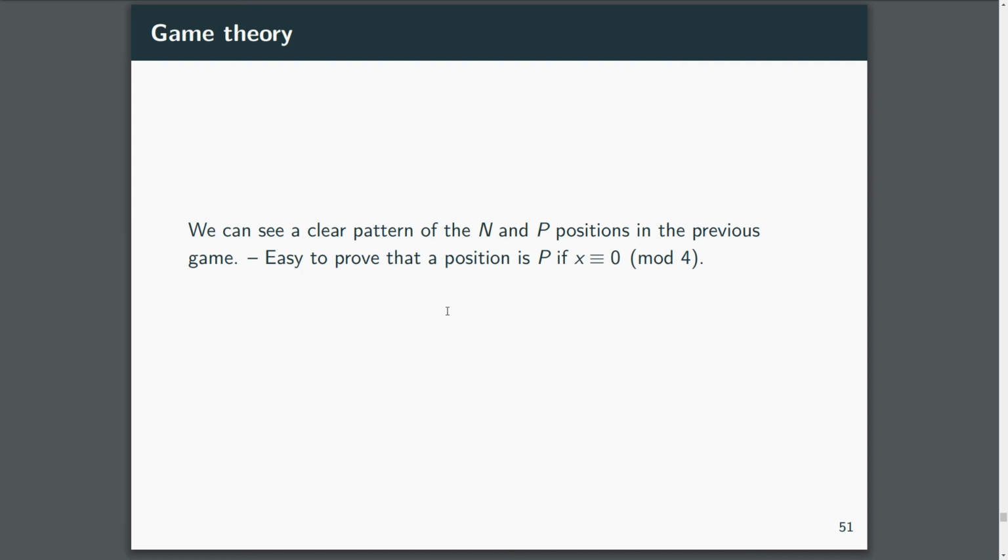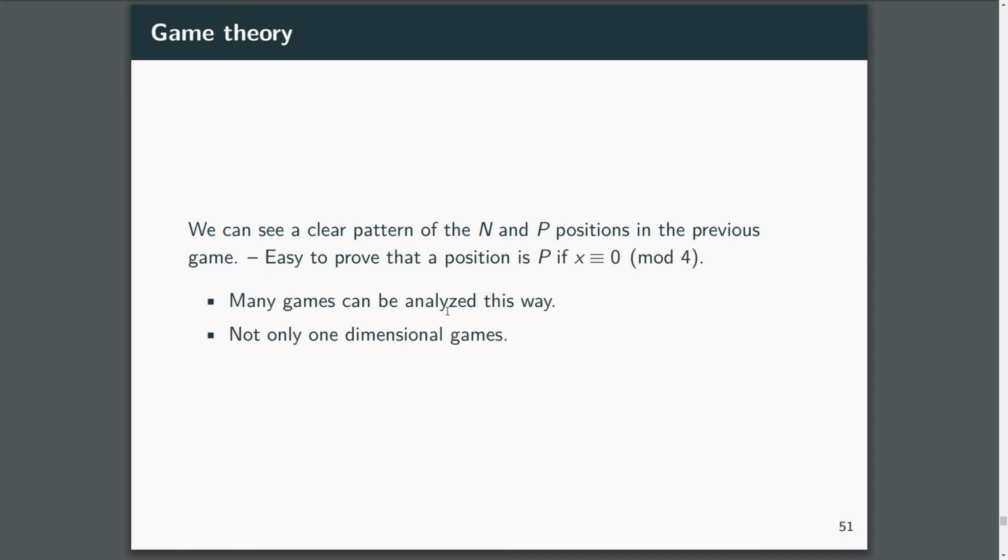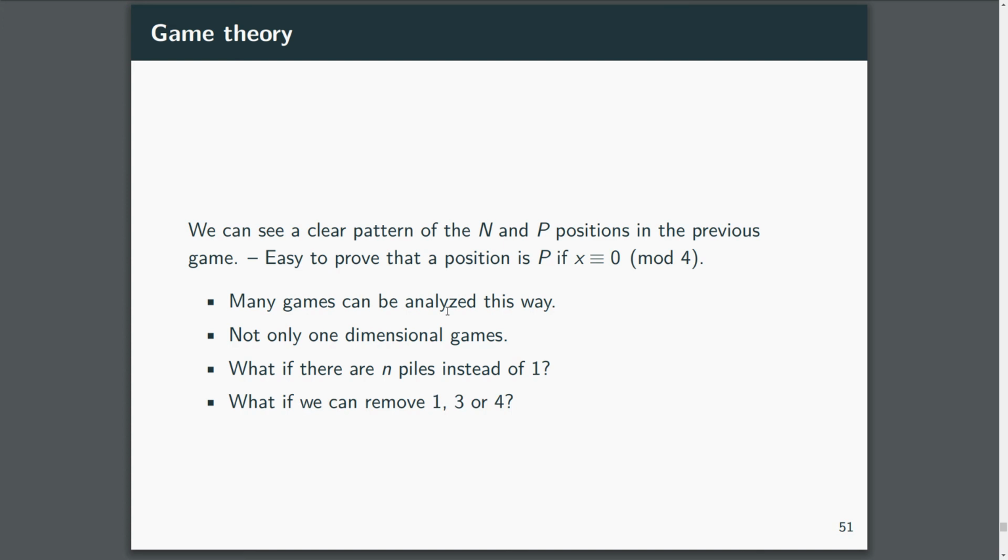And it's quite easy to prove it. This was even an exercise in an old course at Reykjavik University for the first semester, which is no longer taught. And there are many games which can be analyzed in this way, and they don't have to be one-dimensional like this. So what if we had n piles instead of 1? What if we can remove 1, 3, or 4 matches instead of 1, 2, and 3?